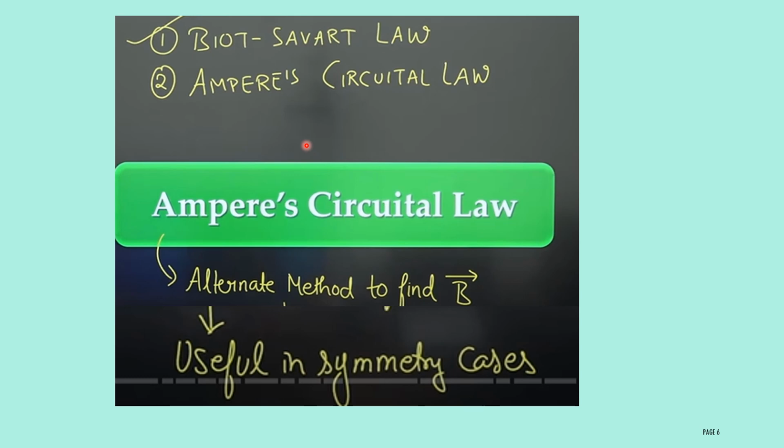Here, you already learned the Biot-Savart law. This also is used to find out the magnetic field. Then another alternative method is Ampere circuit law. This law is useful in symmetrical cases. It is applicable for only symmetrical cases, Ampere circuit law.